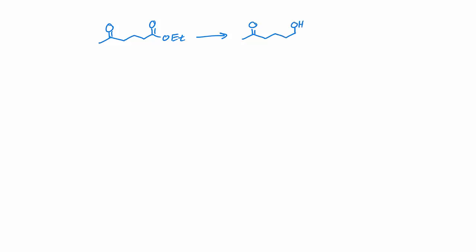So I wanted to reduce just the ester, and I know I need to use lithium aluminum hydride to do that reduction. But of course, we learned that lithium aluminum hydride will be happy to reduce this ketone at the same time or even before it reduces the ester. So what we can do is react our ester and ketone with a diol and a catalytic amount of acid.